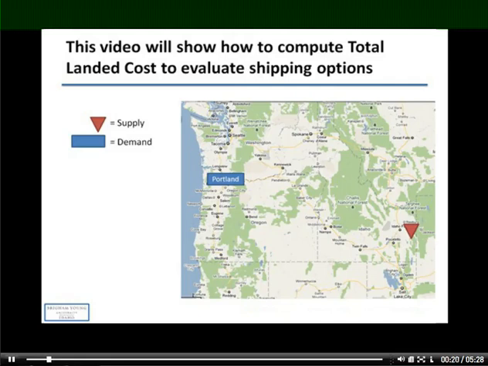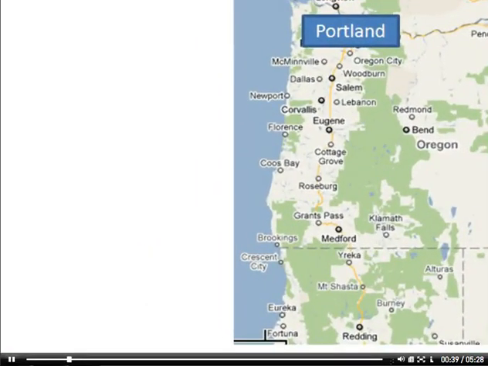In the textbook, we have an example of Northwest Landscape Materials, and we suppose that they only have one plant, unlike our transportation linear programming example. This one, we're going to suppose they have just one plant located in Rexburg, and they want to figure out what is the best way to ship material to the Portland market. We're going to look at two different options.